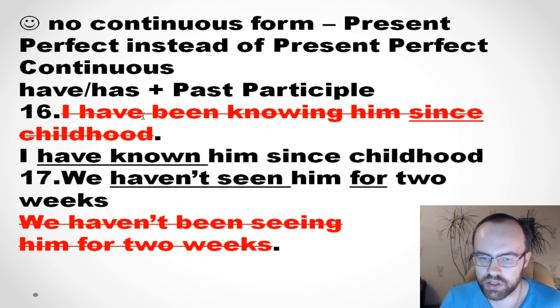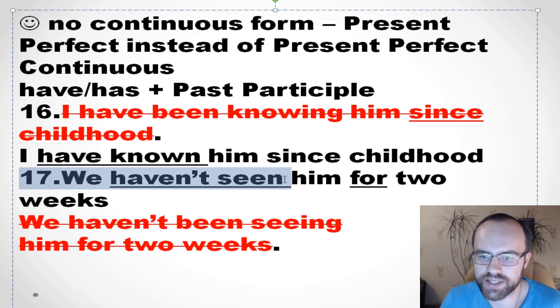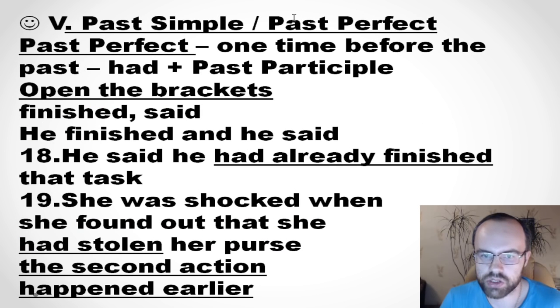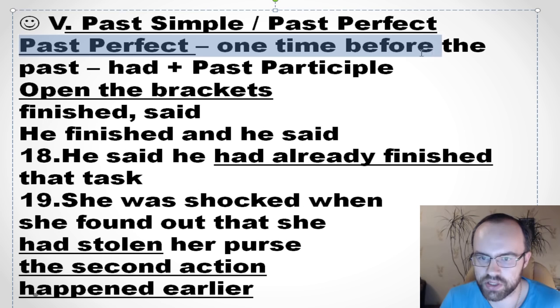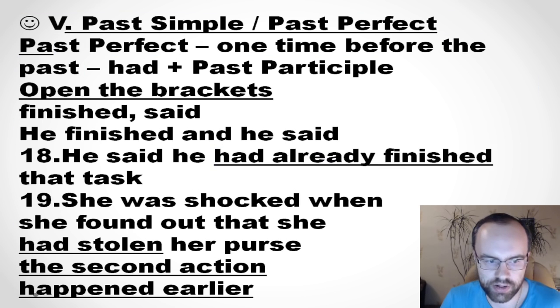But some verbs don't have a continuous form, so you use present perfect instead. Look, I have known him since childhood. We haven't seen him for 2 weeks. Good. What about past simple and past perfect? Past perfect is one time before the past. Look, he said he had already finished the task. So the second action happened earlier.